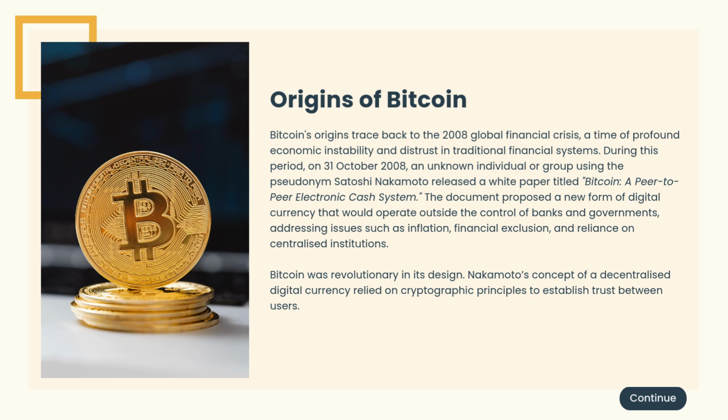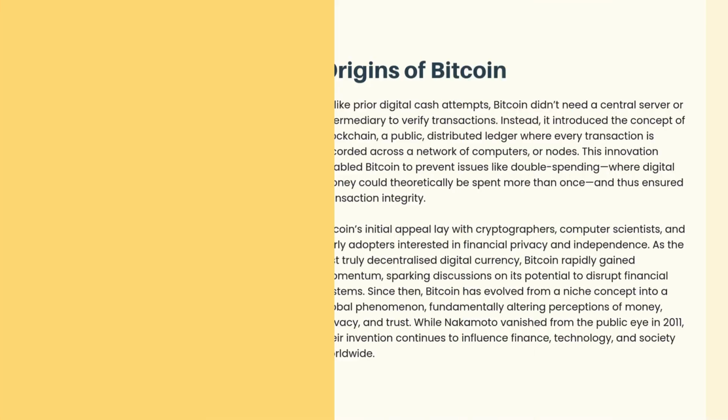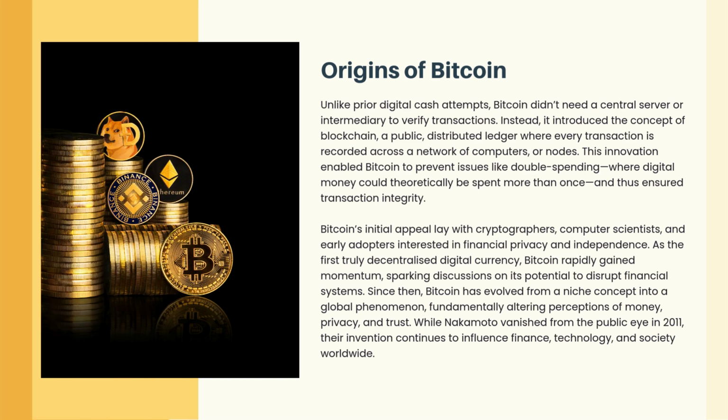Bitcoin was revolutionary in its design. Nakamoto's concept of a decentralized digital currency relied on cryptographic principles to establish trust between users. Unlike prior digital cash attempts, Bitcoin didn't need a central server or intermediary to verify transactions. Instead, it introduced the concept of blockchain, a public distributed ledger where every transaction is recorded across a network of computers or nodes. This innovation enabled Bitcoin to prevent issues like double spending, where digital money could theoretically be spent more than once, and thus ensured transaction integrity.